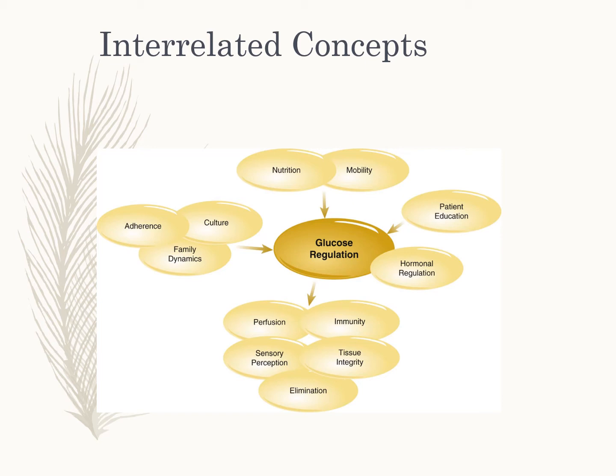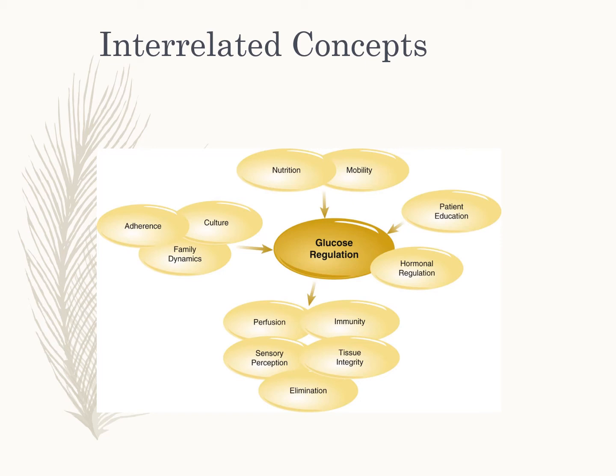Hormonal regulation is shown as a close interrelated concept because of the significant influence that hormones have on the regulation of glucose. Proper nutrition and regular physical activity, so mobility, are needed for optimal regulation of glucose concentration and management of conditions in which regulatory mechanisms are impaired. Long-term consequences of hyperglycemia lead to micro and macrovascular changes, so perfusion, poor wound healing, which is tissue integrity, and impaired immune function, which is immunity, and reduced renal function, elimination, and changes in vision and peripheral sensation, sensory perception.